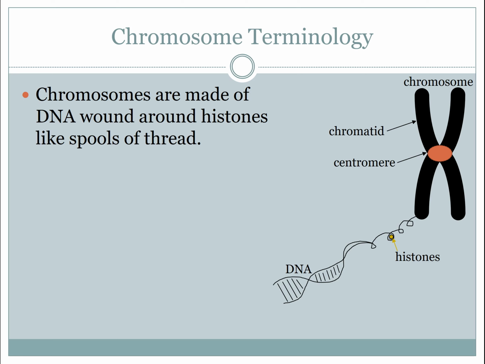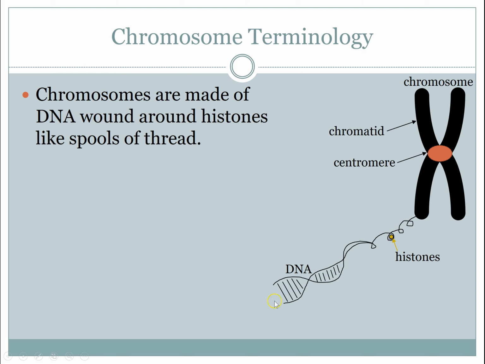Chromosomes are made of DNA wound around histones like spools of thread. So that sounds complicated, but it's really not. Chromosomes are these X-shaped structures over here. This big X-shaped structure is a whole chromosome, and it's made of DNA. We'll get more into DNA in another unit, but right now all you need to know is that DNA is coding for all of the functions of the cell. They're the blueprints or genetic instructions.